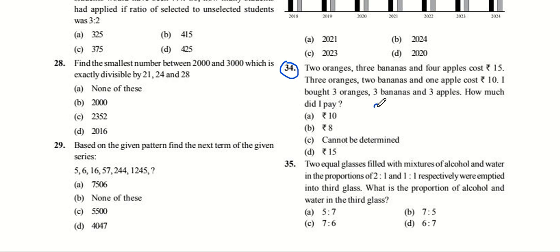But let us try. Firstly, two oranges plus three bananas plus four apples, as given in the question, is equal to 15. So this is 15. Okay, three oranges, two bananas and one apple is equal to 10.